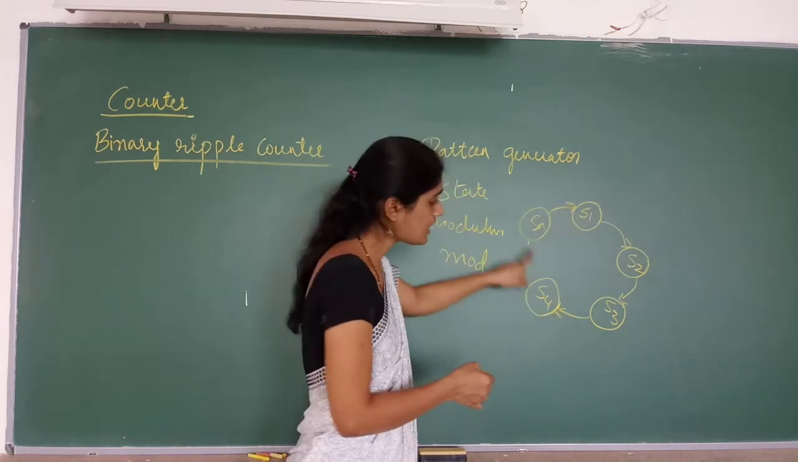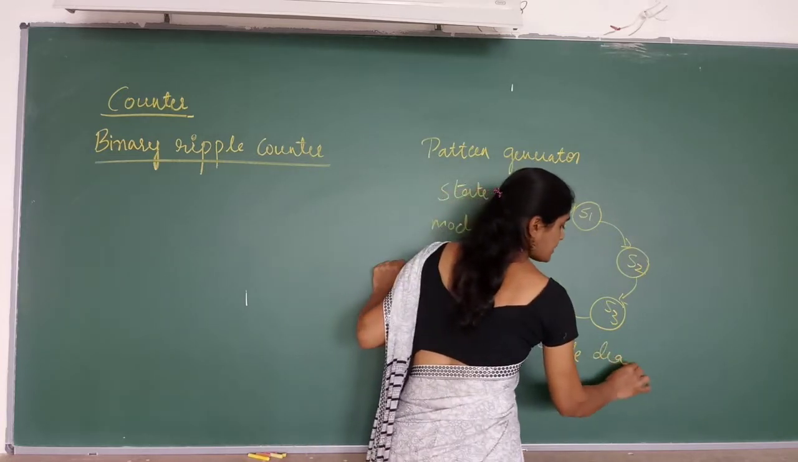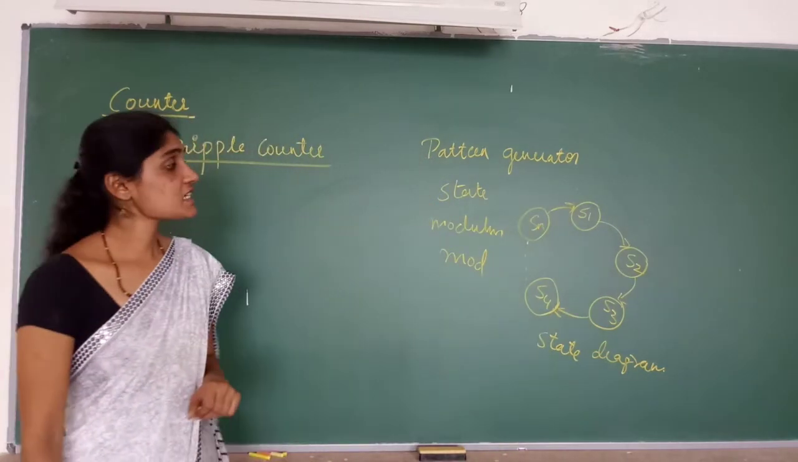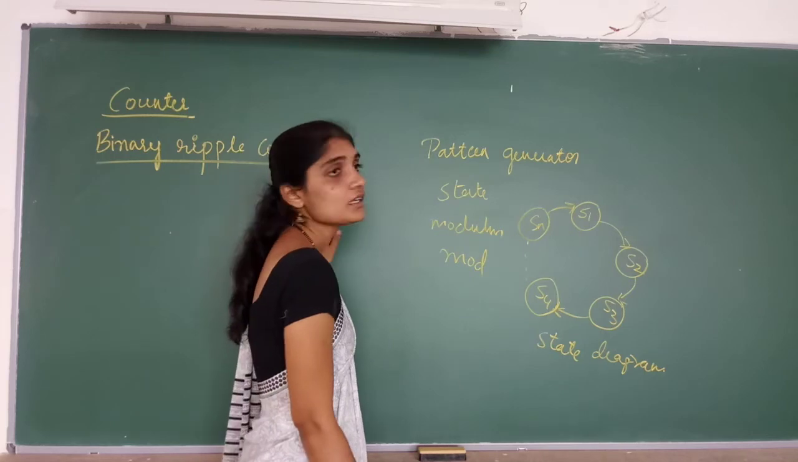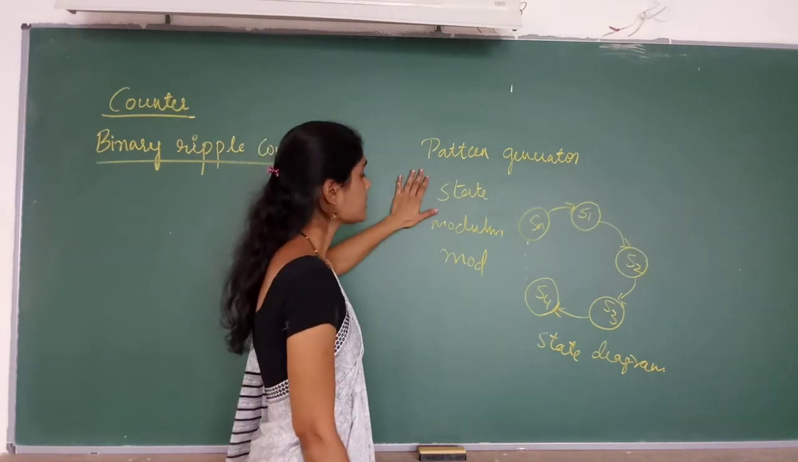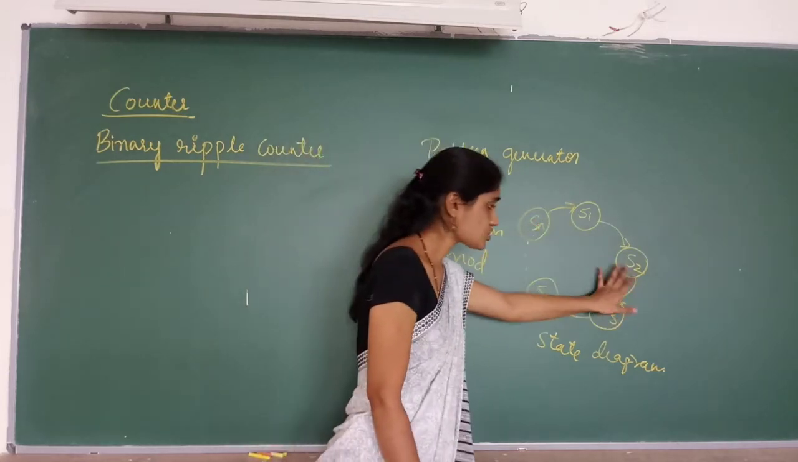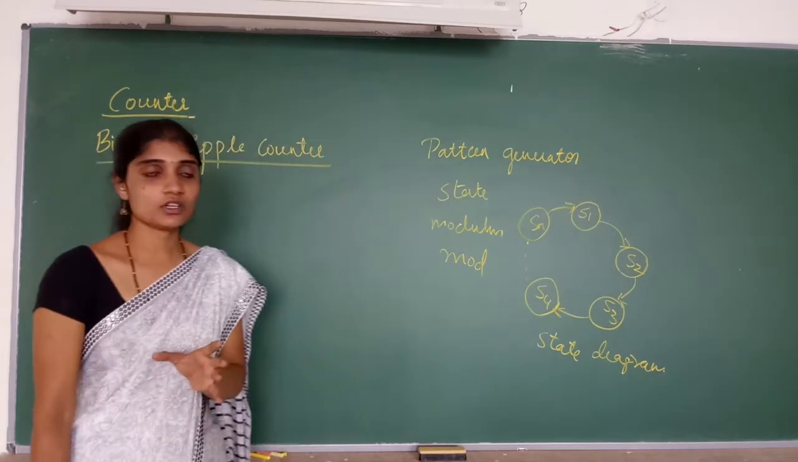So this is called a state diagram. It depicts the states or the patterns of the counter. These are some of the keywords which are very important when we discuss the counter concept. In a counter, each sequence is called a state. S1 is a state, S2 is a state, Sn is a state. These are the different patterns that can be generated from the counter, right?